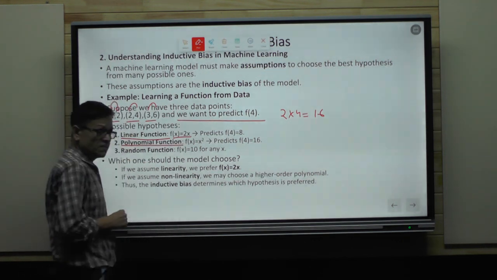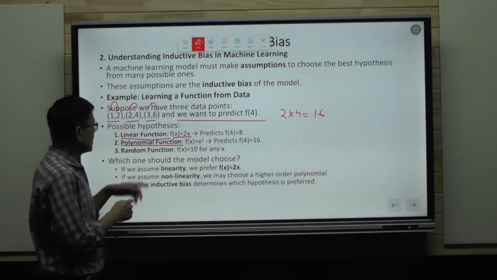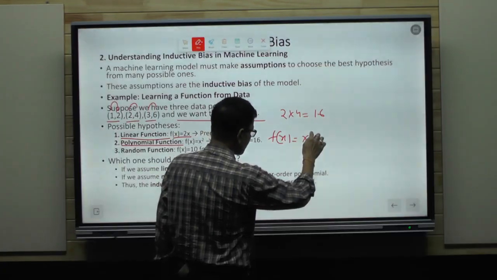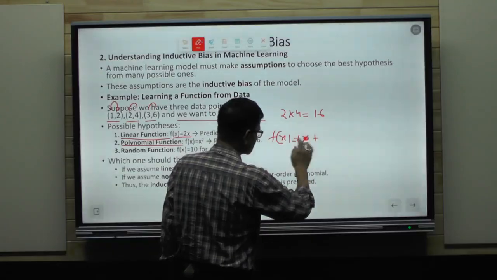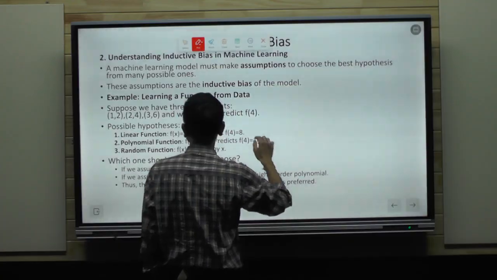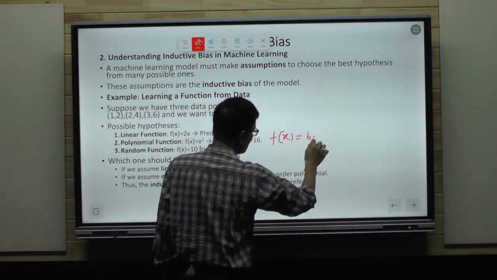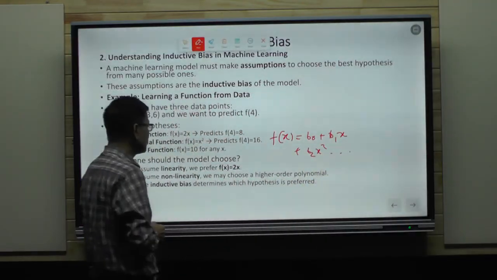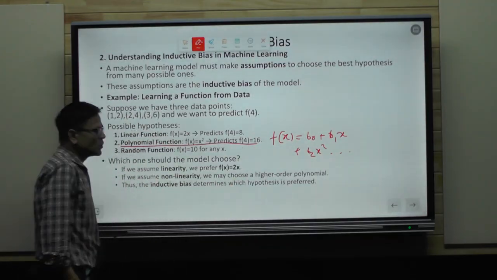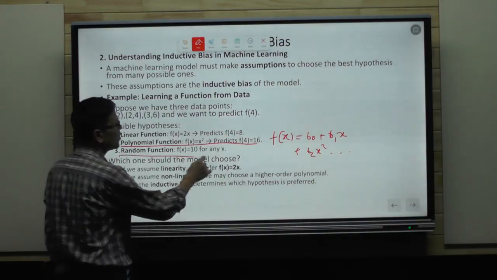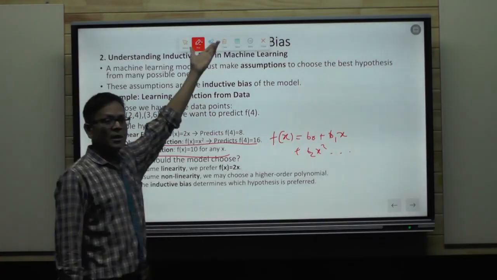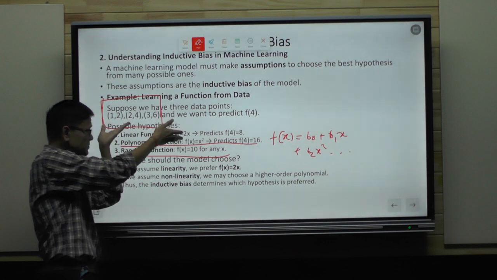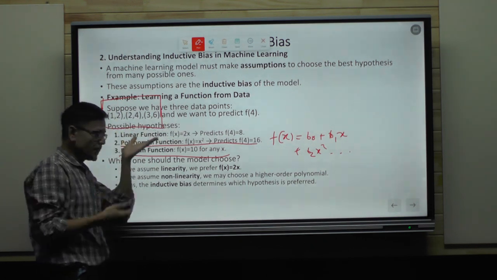Whereas it can be a polynomial function also. Over here we can have a function like f(x) = b0 + b1x + b2x², or something like that, with some degree and coefficients. So we can have a polynomial function, where f(4) equals 16, and we can have a random function, f(x) equals 10, because this relationship may break when new inputs start coming. If the data set is limited to this, it is perfectly okay to guess that the output is twice the input.